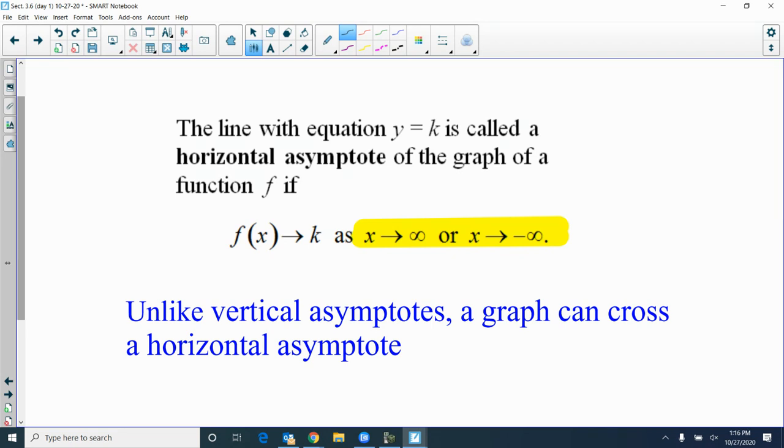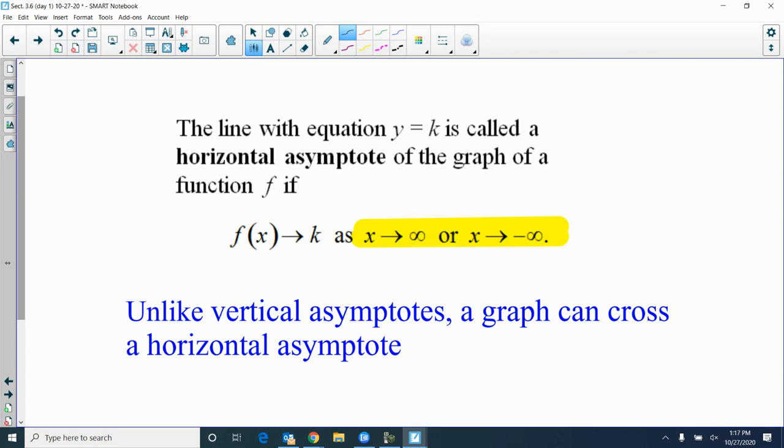Unlike vertical asymptotes, a graph can cross, touch, or hit a horizontal asymptote. It doesn't all the time, but it can. The earlier example we had, it did not hit it. It came close, but it didn't hit it. But there will be situations where it does just go straight through it. But the key is it won't do it way to the right and it won't do it way to the left.